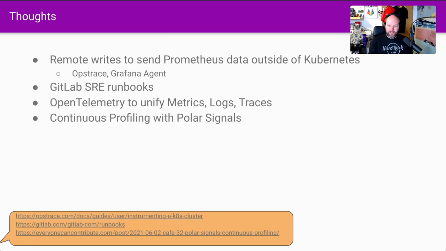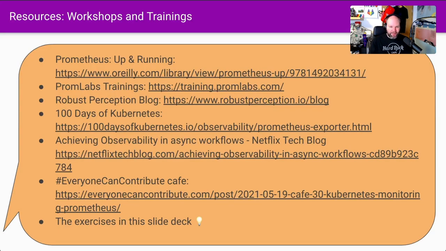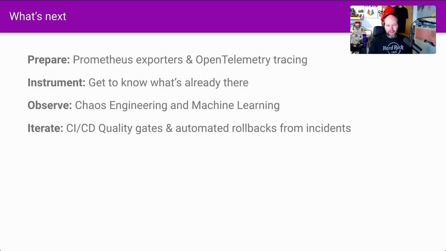Look into the GitLab SRE runbooks to see how it's being done. Check out OpenTelemetry to unify metrics, logs, and traces, and continue looking into continuous profiling. Now, the resources which helped me over the past years to change from traditional monitoring to cloud native monitoring with Kubernetes and Prometheus are all linked here. Special thanks to Julius from PromLabs for the trainings. They are totally awesome. I would encourage you to use the exercises in the slide deck to learn even more async and to think about what to prepare, what to instrument, what to observe, and how to iterate on the specific things. So throw in chaos engineering, think about quality gates, and optimize everything so you sleep well at night and everything is hopefully in good shape and your monitoring is not red.